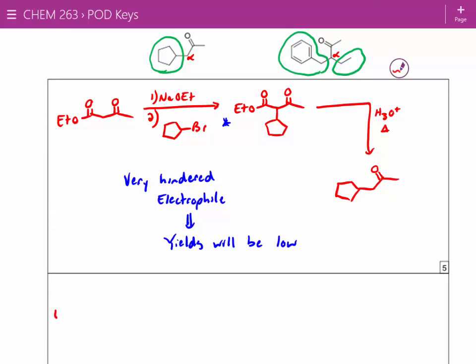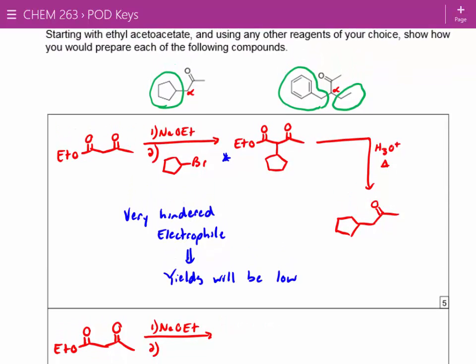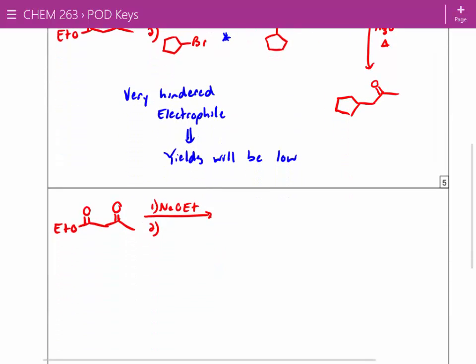So again, we're going to start out with our ethyl acetoacetate. And we're going to react this with sodium ethoxide. And then I normally choose the bulkiest alkyl halide first. So which one of the groups should we choose? The one with the phenyl ring or the ethyl? The phenyl. Yeah, the phenyl. So in this case, we would react it with benzyl bromide.